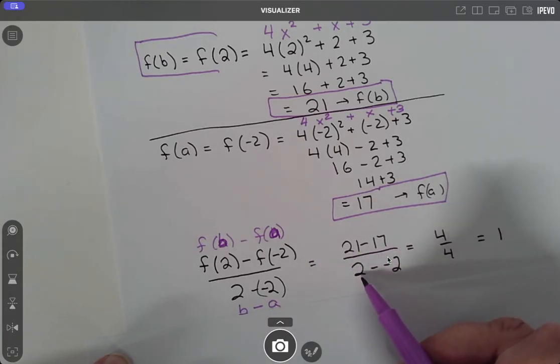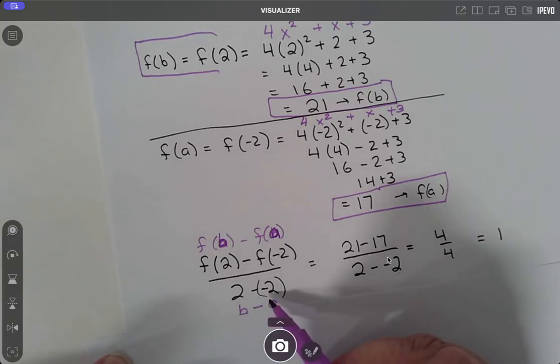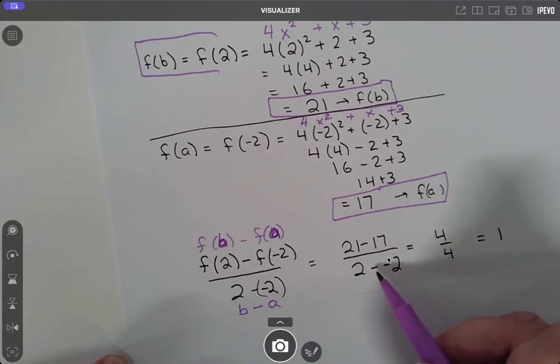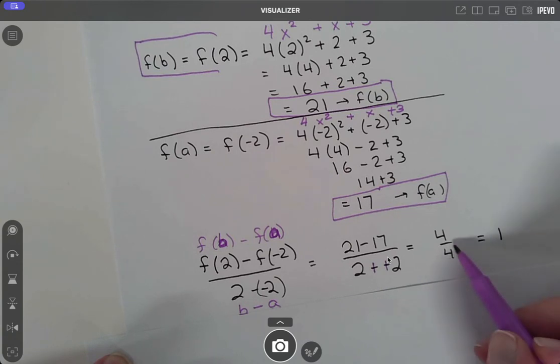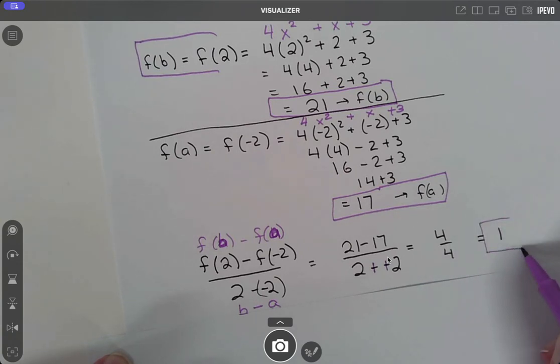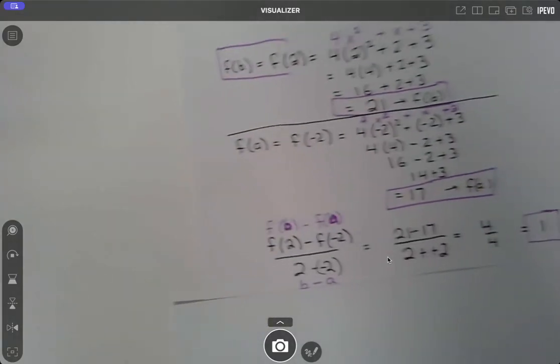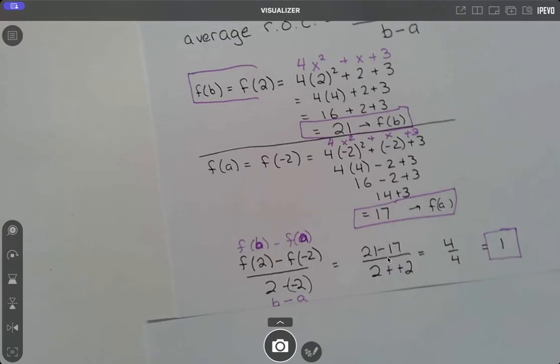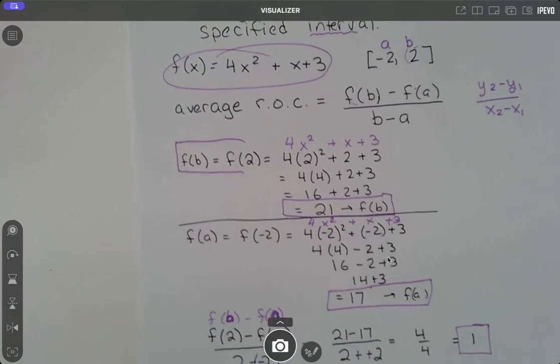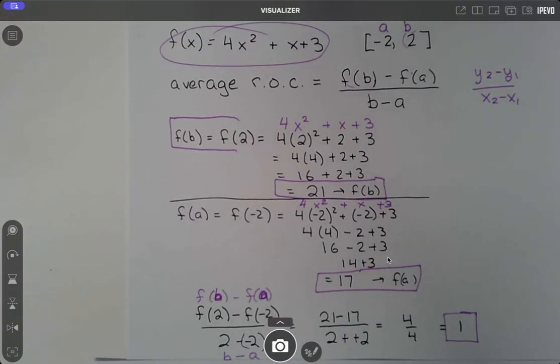And b minus a would be 2 minus -2. And by the way, if you ever have two negatives in the middle of a problem, they become positive. You get 4 over 4. My final answer is 1. I'm going to zoom out so you can see this entire problem at once. Or most of it, I guess.